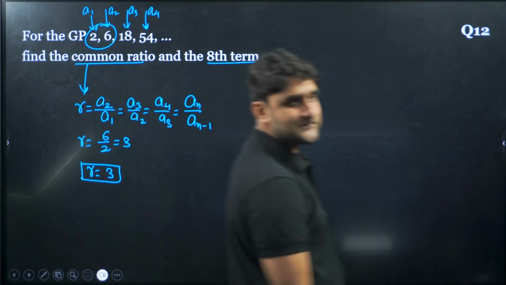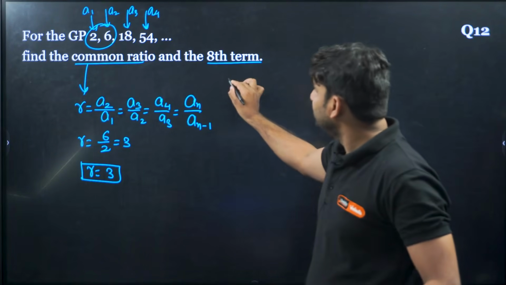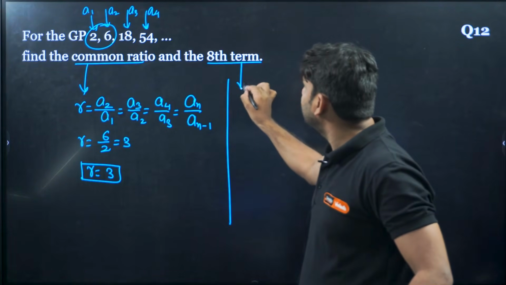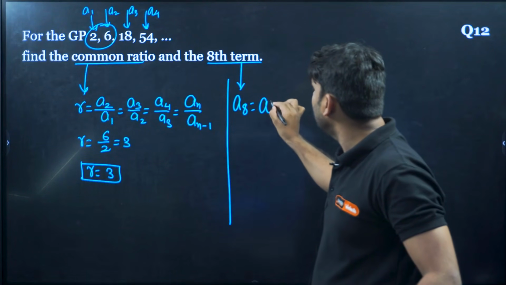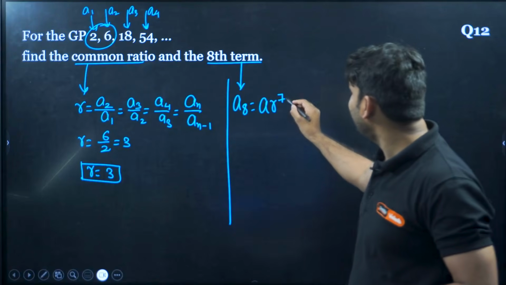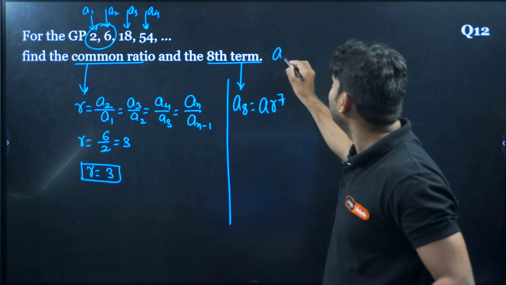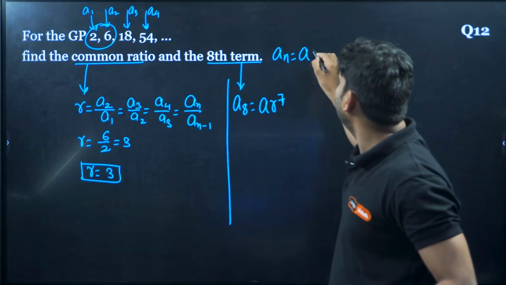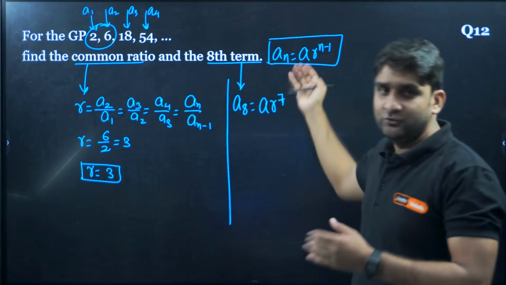Clear everyone? The first part is done. Now what is the 8th term? For the 8th term the formula will be a into r to the power 7, because we have the nth term formula a into r to the power n minus 1. This is the formula. So use this formula.